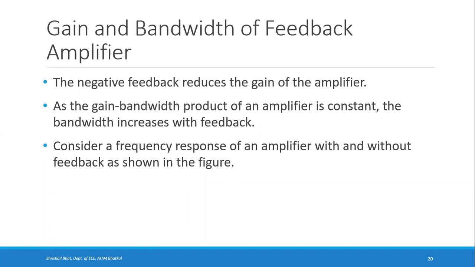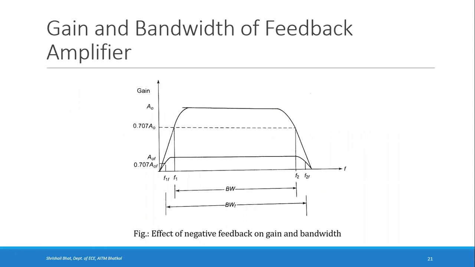Okay, negative feedback reduces the gain. It obviously reduces the gain. We have seen with the derivation that the gain is reduced by 1 plus beta A times. But we know that in any amplifier, the gain bandwidth product is a constant. That means if the gain reduces, then the bandwidth has to increase. So consider the frequency response of an amplifier with and without feedback that is shown in this circuit.